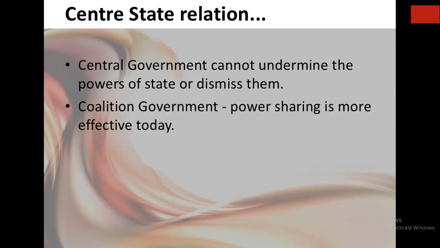Okay, so what is the meaning of undermine? It means to erode the base or foundation of, like a rock formation, we can say. For example, to lessen the effectiveness or power or ability of something, that is known as undermine. So the central government cannot show its power over the powers of the state or dismiss them.